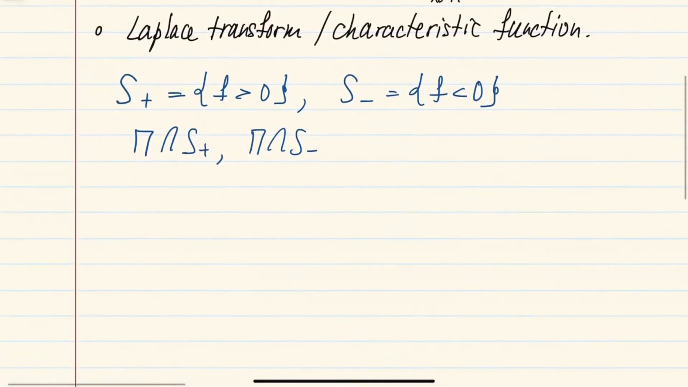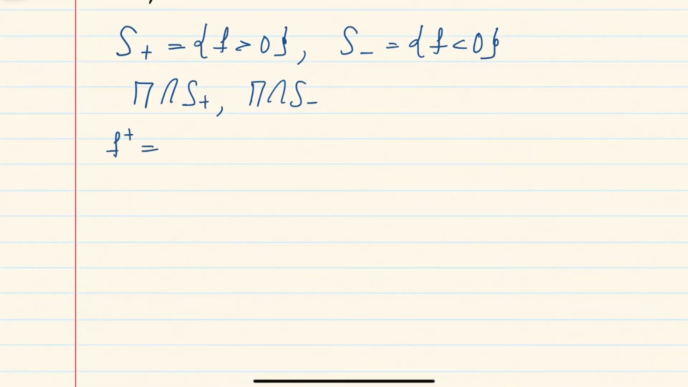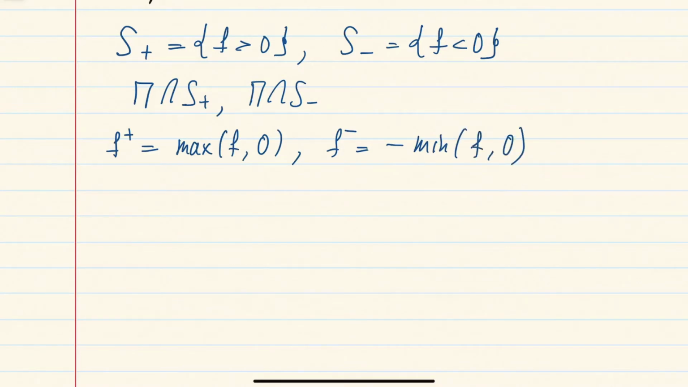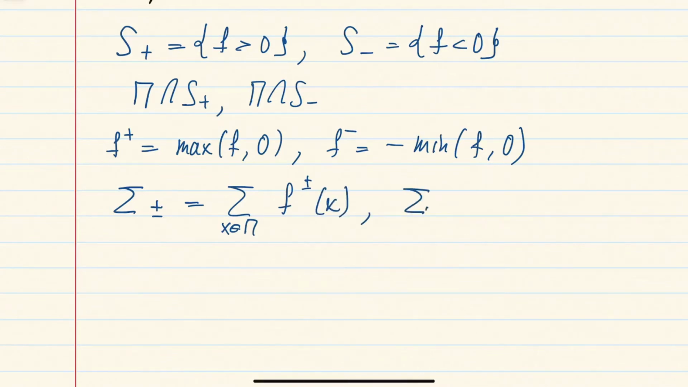Particularly, this means that if we let f plus be the positive part of our function f and f minus be the negative part, so minus the minimum of f and 0, and if we consider the random variable sigma with either index plus or minus given by the same sum as above, just of the positive or negative part of f, then our original sum can be represented as sigma plus minus sigma minus, assuming that the series is absolutely summable, and moreover, these are independent.